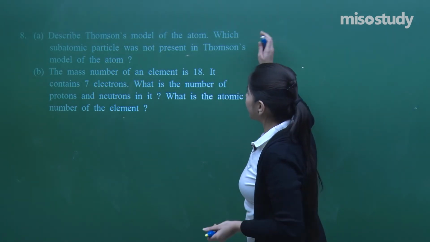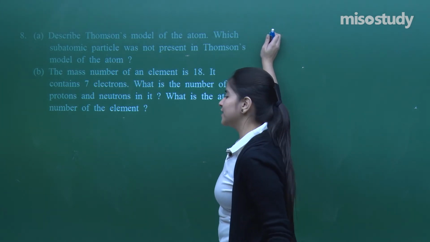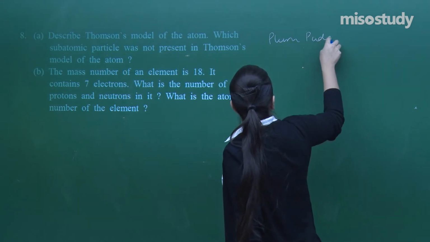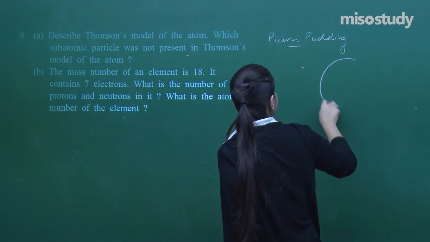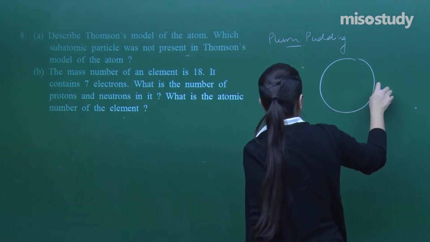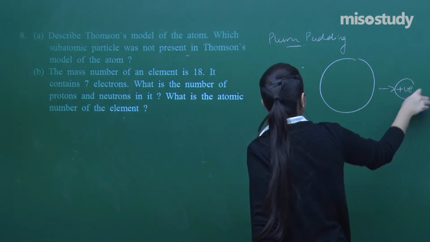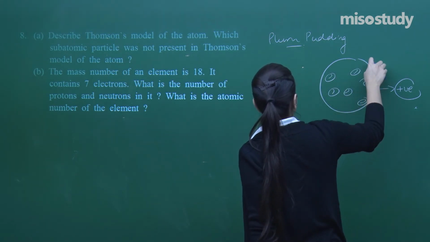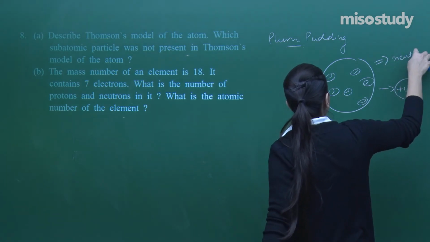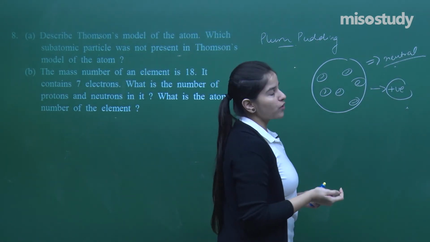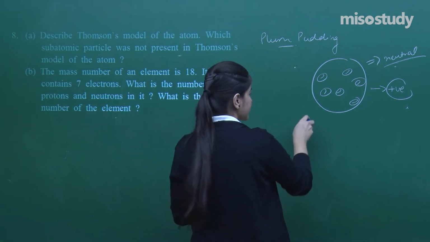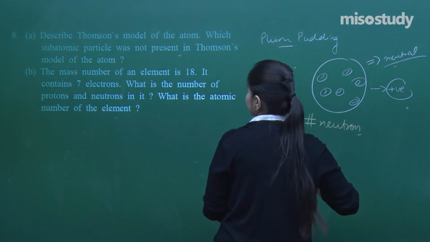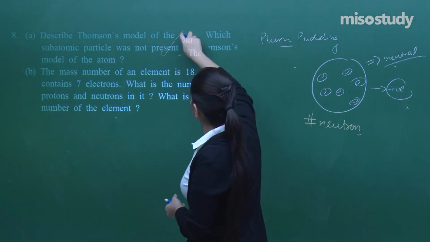Describe Thomson's model of an atom. Which subatomic particle was not present? So it was a plum pudding model. Yes? Plum pudding, just like a cake. Here it is, and it was positively charged, having some negatively charged subatomic particles in between, making the atom neutral in total. But it was lacking one very important subatomic particle, that is the neutron. Yes? Okay, so that was the entire model. Okay, we have got this.